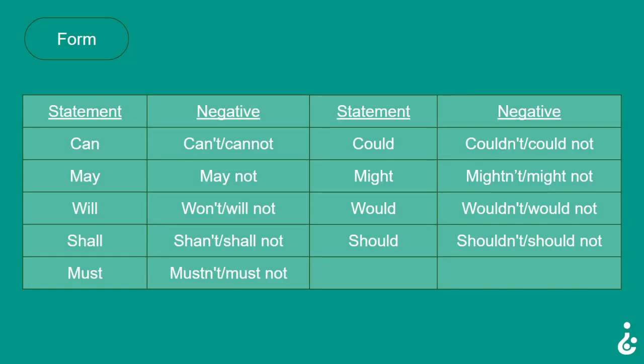Итак, форма. Statement can, negative can't, cannot, could and negative couldn't, could not. May in negative may not, might, negative mightn't, might not. Will, negative won't or will not. Statement would and negative wouldn't, would not. Statement shall, negative shan't, shall not. And should, shouldn't, should not. And the last one is must, and in negative mustn't, must not.